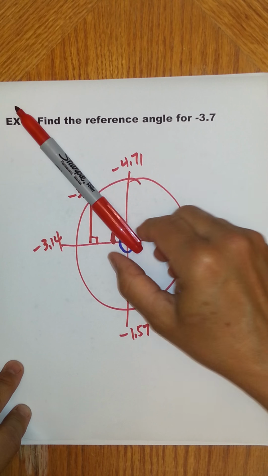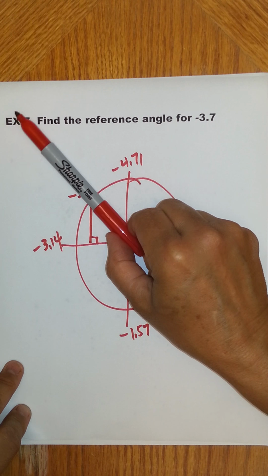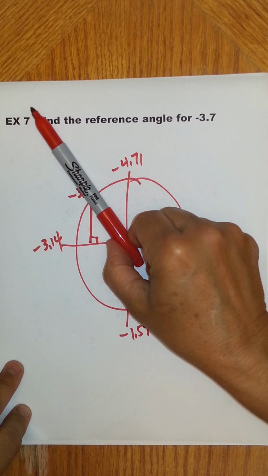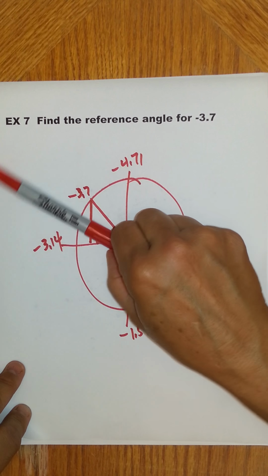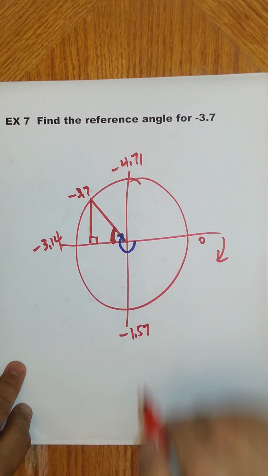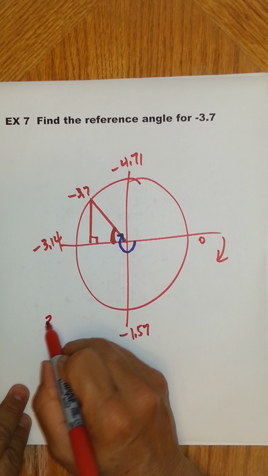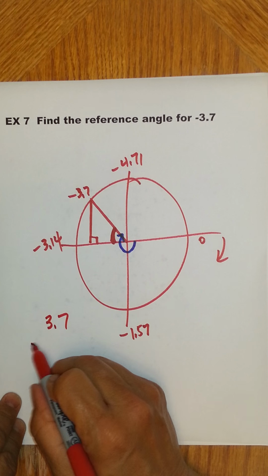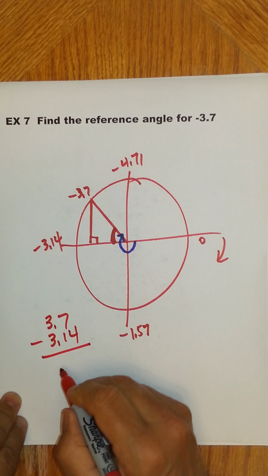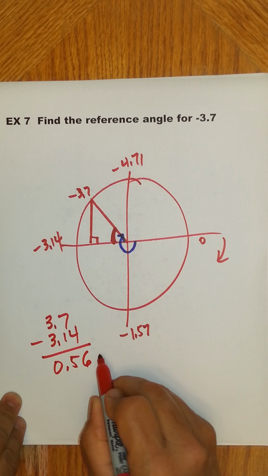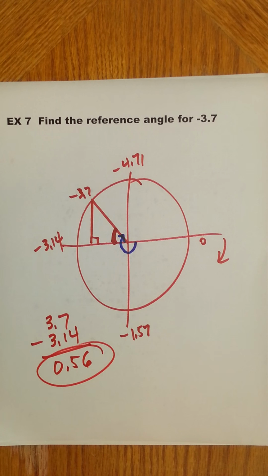And I want us to find out what is the difference in the motion from negative 3.7 to negative 3.14, this one here, or from negative 3.14 to negative 3.7. You can look at it any way you want. But that difference then, again, I like to work with the positives, is 0.56, and you make sure it's positive. That is your reference angle.